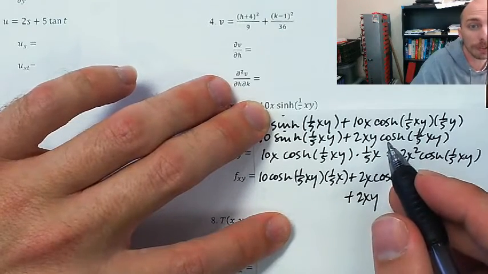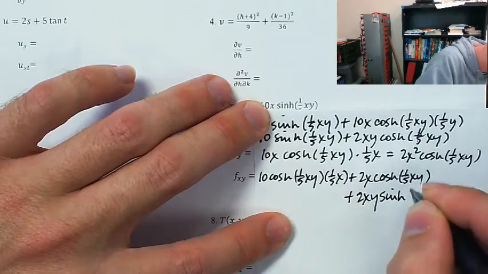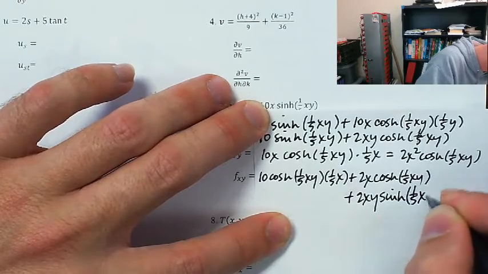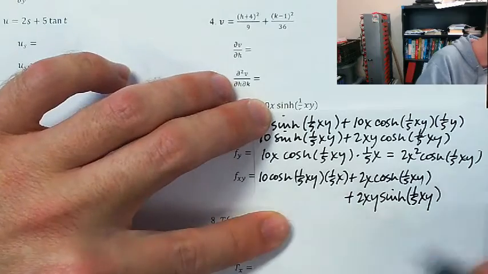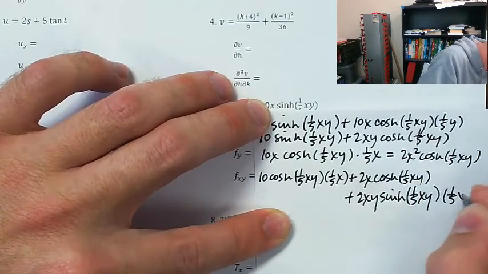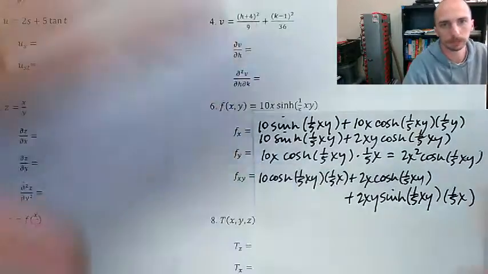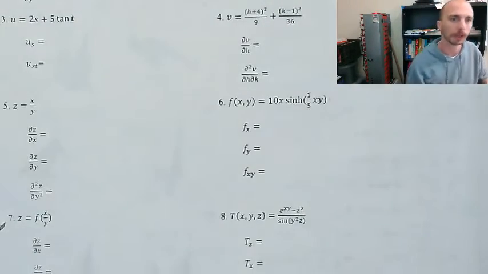Now the derivative of cosh is sinh, so I'll take the derivative of the outside, leave the inside the same, and multiply by the derivative of the inside. I'm taking fxy, so the derivative of the inside with respect to y would be 1/5 x. And this will be more than enough for this problem, right? Those are expressions for fx, fy, and fxy.